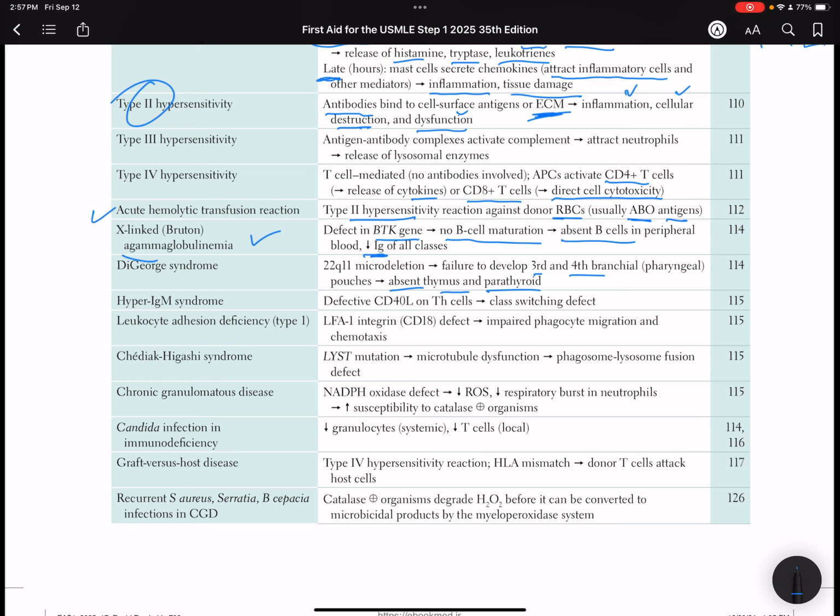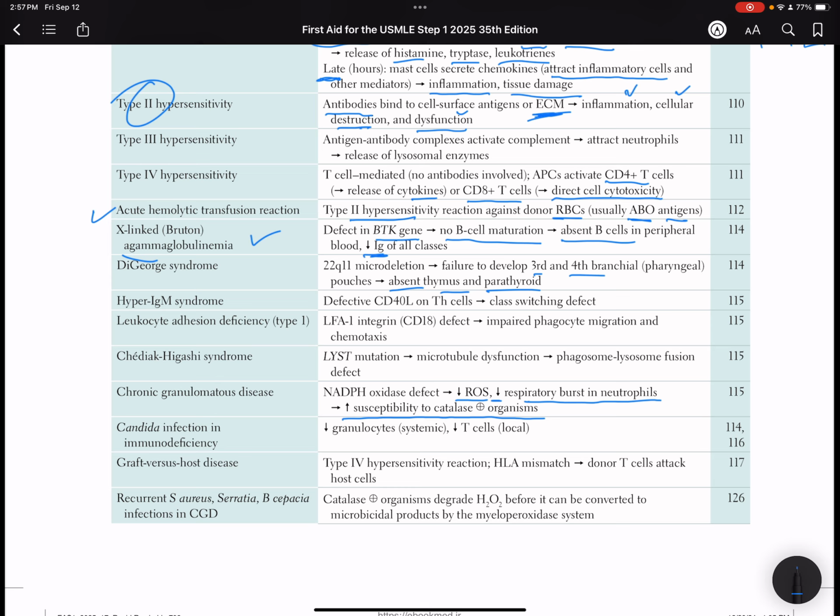What is Chediak-Higashi syndrome? Chediak-Higashi syndrome is LYST mutation causing microtubule dysfunction, phagosome-lysosome fusion defect. What is chronic granulomatous disease, CGD? CGD is NADPH oxidase defect. This leads to decreased reactive oxygen species, which leads to decreased respiratory burst in neutrophils, causing increased susceptibility to catalase-positive organisms.